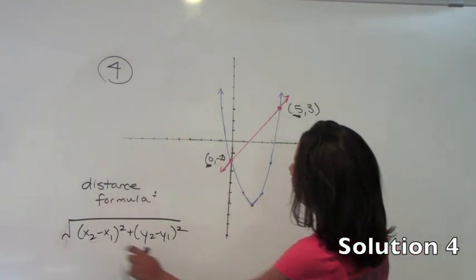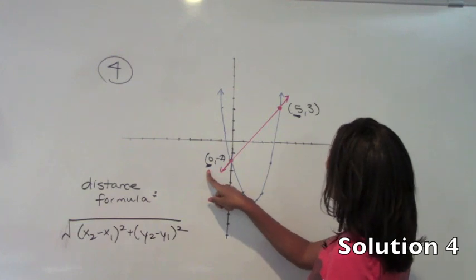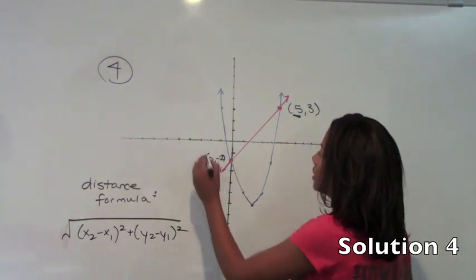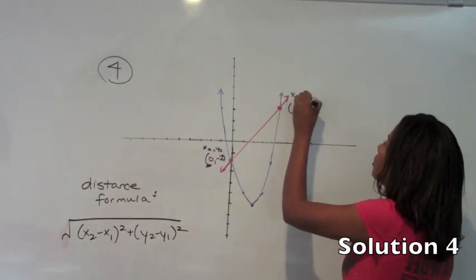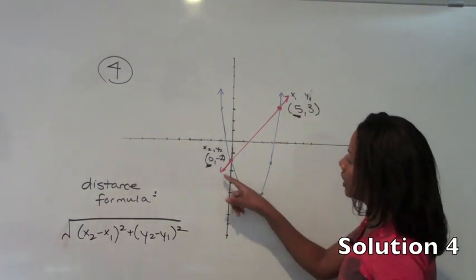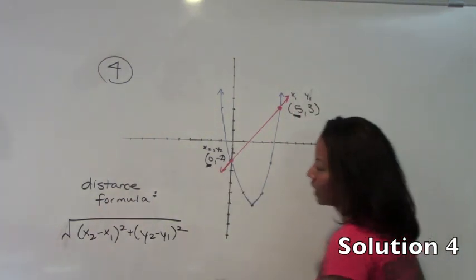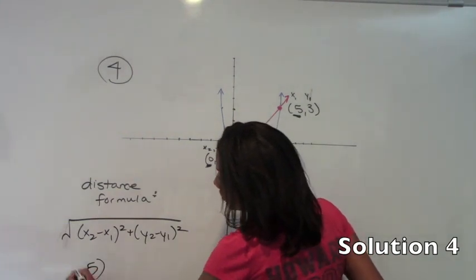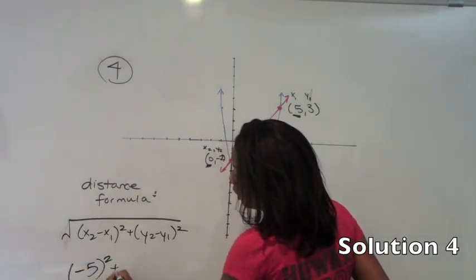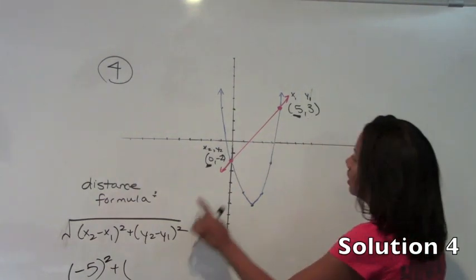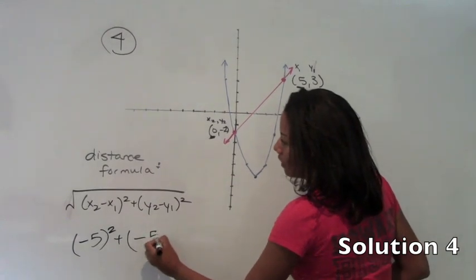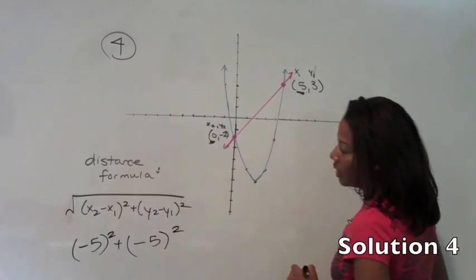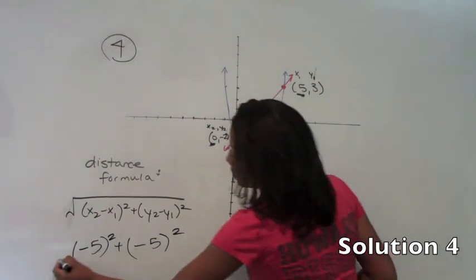x2 minus x1. If I decide that this is x2, I'm going to do 0 minus 5. I'll actually even label them just to make it really clear. So x2, y2, and this will be x1, y1. Okay, so for x2 minus x1, I'm going to do 0 minus 5, which is -5, and then I have to square it, plus the change in my y's. That's -2 minus 3. So that's going to be -5 squared. And then I'm going to take the square root of that.